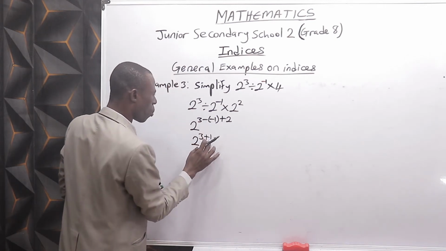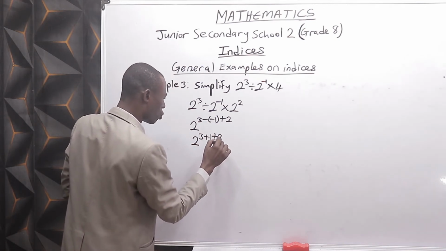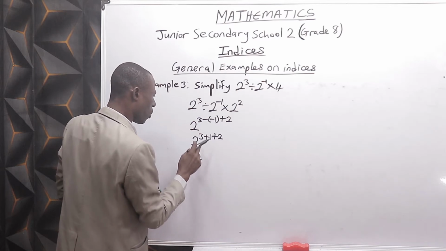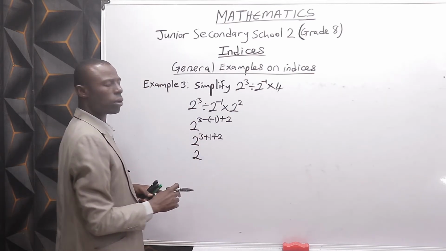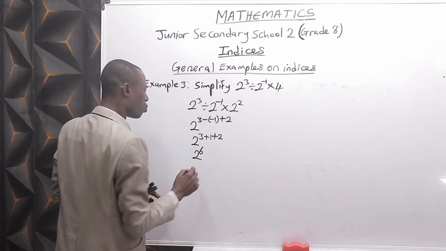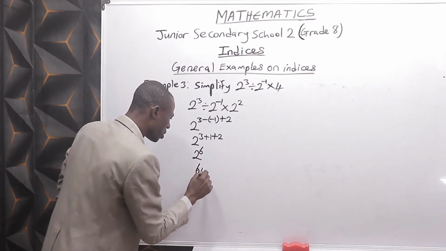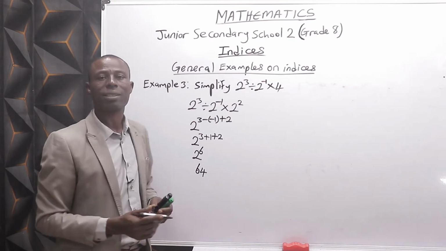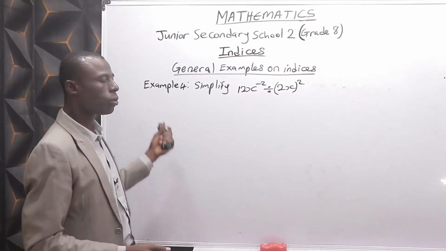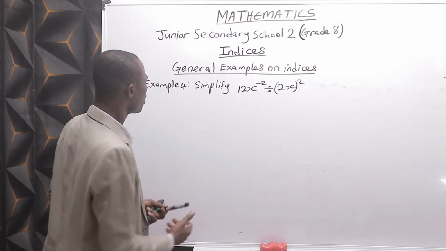So that's positive 1 plus 2. 2 raised to power 3 plus 1, that's 4. 4 plus 2, that's 6. That's 2 raised to power 6. 2 raised to power 6 is the same thing as 64. And that is the answer. Let's look at example 4.